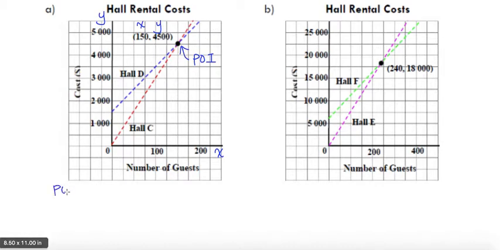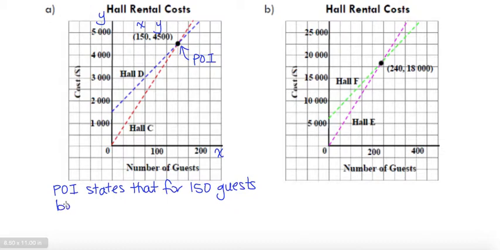So our point of intersection states that for 150 guests, both halls will cost $4,500. Okay, so it doesn't matter which hall you end up renting. If you have exactly 150 people, they both are going to cost you $4,500.